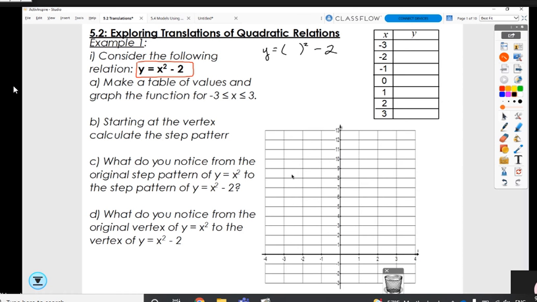This one's y equals x squared minus 2. So when we plug these values into our calculator, plug in -3. -3 squared is +9, minus 2, +7. -2 squared is 4 minus 2 is 2. -1 squared is 1 minus 2 is -1. 0 squared is 0 minus 2 is -2. 1 squared minus 2 is -1. 2 squared minus 2 is 2. 3 squared minus 2 is 7.